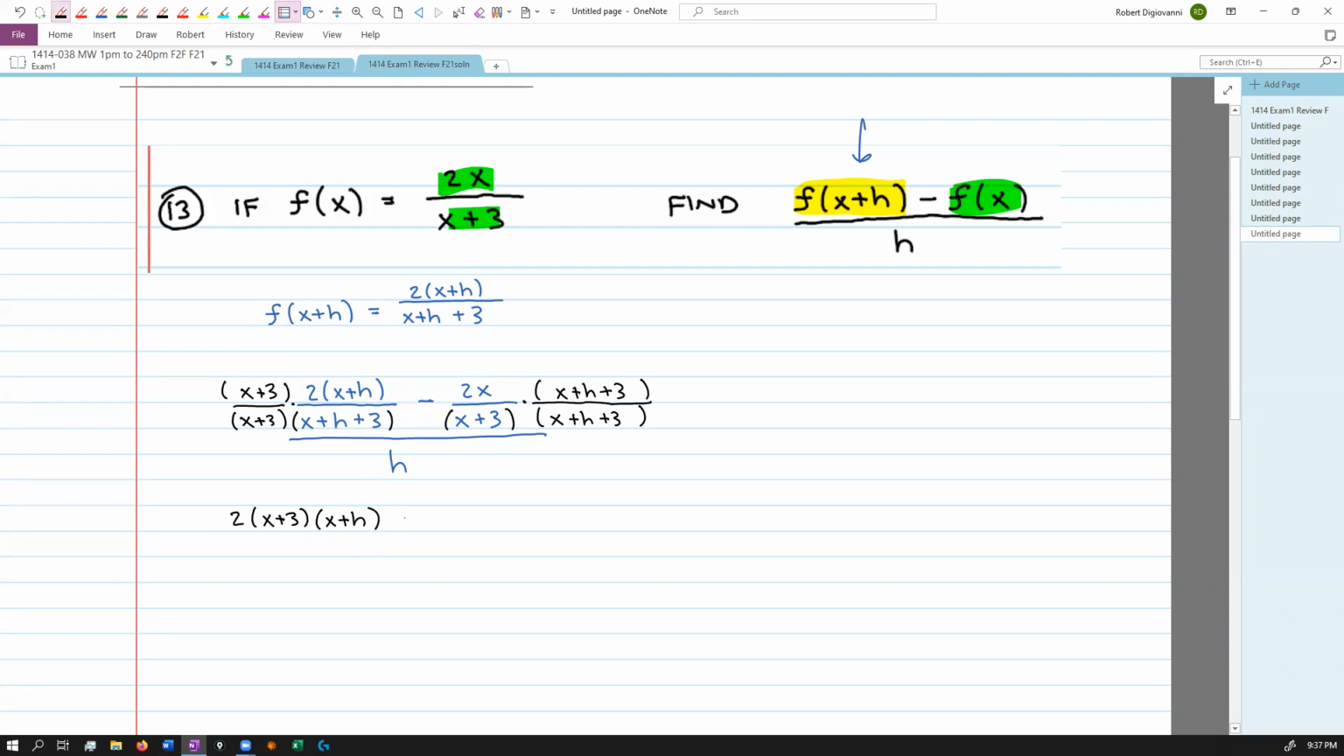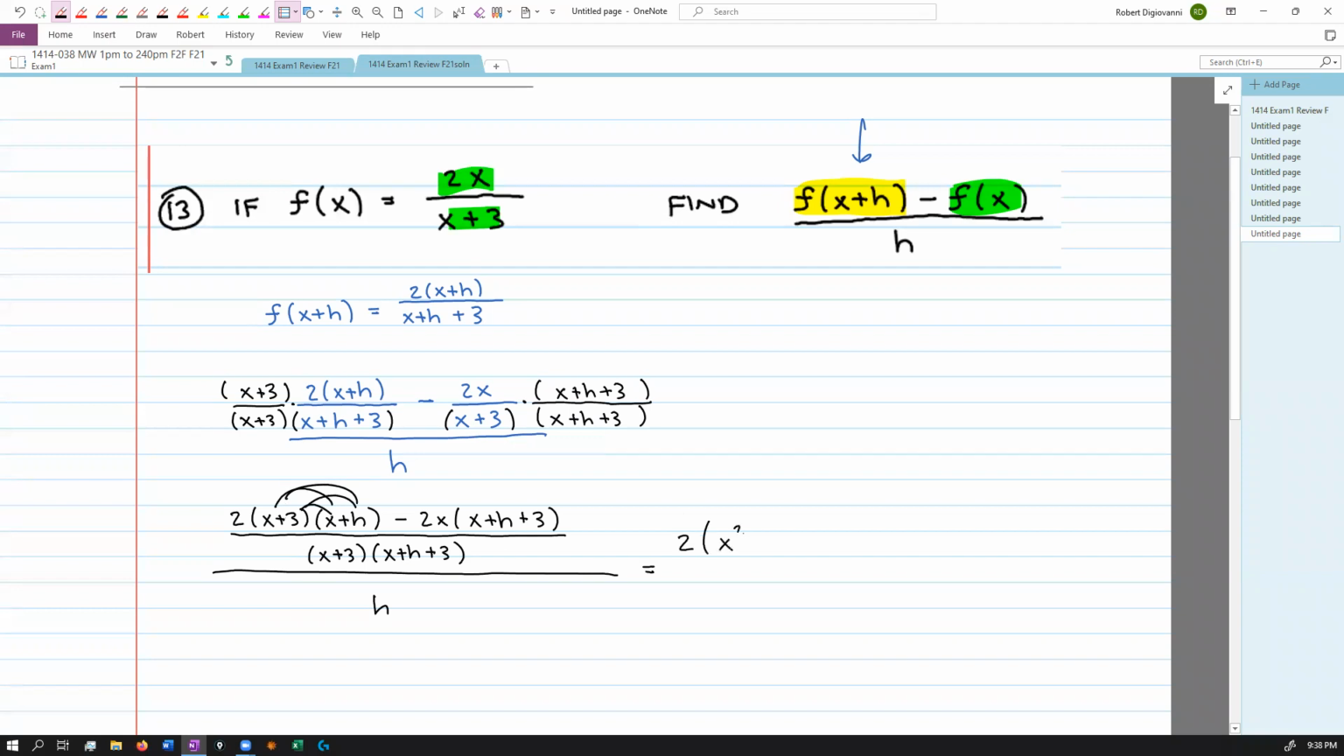Then I'm going to subtract from that. This 2x will have to get distributed through this. And then that's all over the common denominator, which I'm not going to multiply out. That's x plus 3 times x plus h plus 3. But then all of that is still divided by h. What I'm hoping for is that when I multiply all that out on top, we're going to get something nice. So I'm going to do FOIL on this first, and I'll leave the 2 out there. So when I do that FOIL, I'm going to get x squared plus xh plus 3x plus 3h.